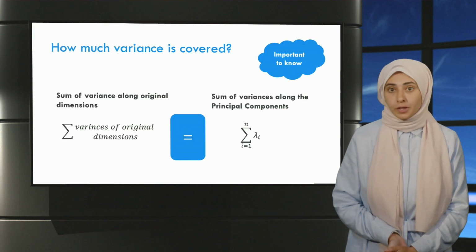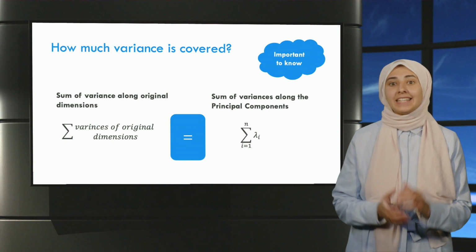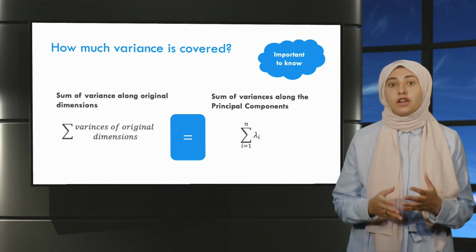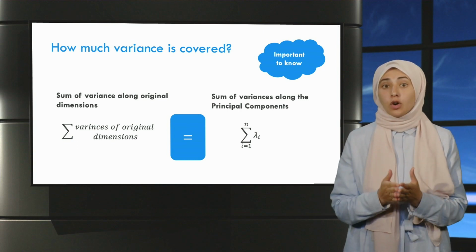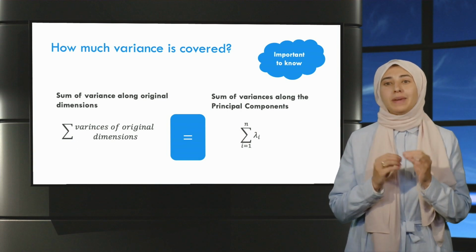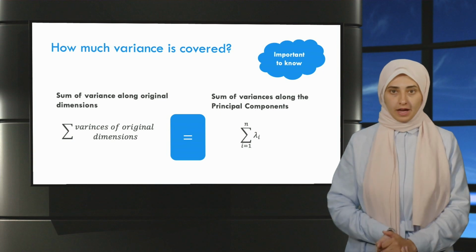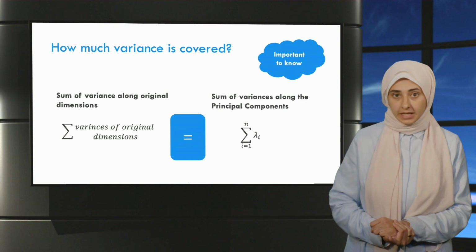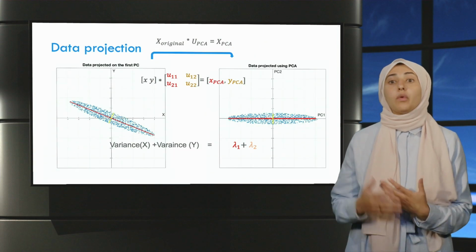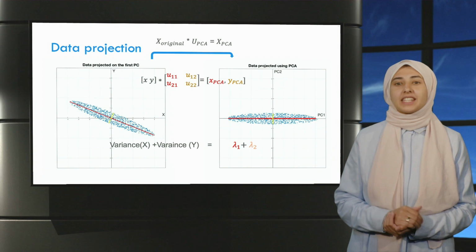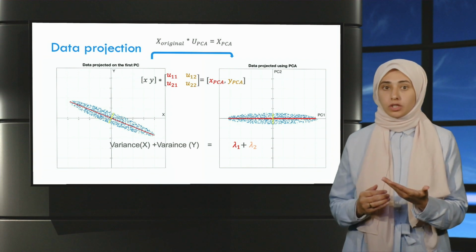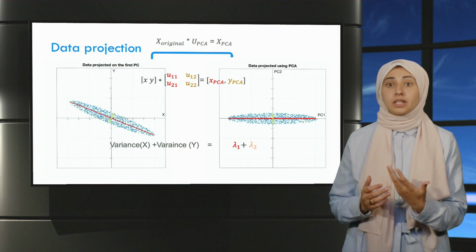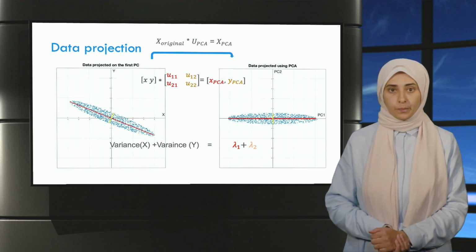A nice property of PCA technique is that it preserves the variance of the data. This means that if we sum all the variances along the original dimensions, it will be the exact sum of the eigenvalues, the lambdas, or the variances of all the principal components of the data. Going back to our example, the sum of variances of the x dimension and the y dimension is equal to the sum of lambdas, lambda 1 plus lambda 2.